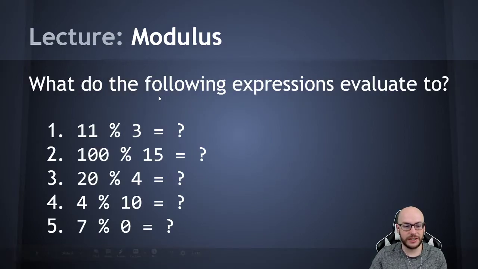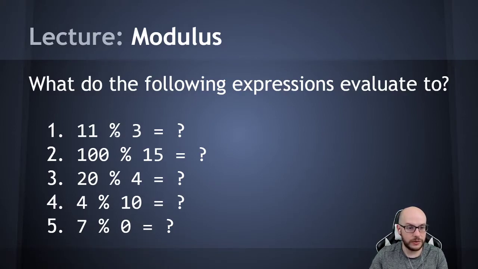So let's take a look at some expressions here. 11 mod 3. I want you to maybe mentally or maybe even physically write this down. What do you think the answer is here? 100 mod 15. 20 mod 4. This one gets a little bit interesting. I have to check these every single time. 4 mod 10. And then 7 mod 0. What do you think our answer is here? Keep in mind, all it's doing is division.